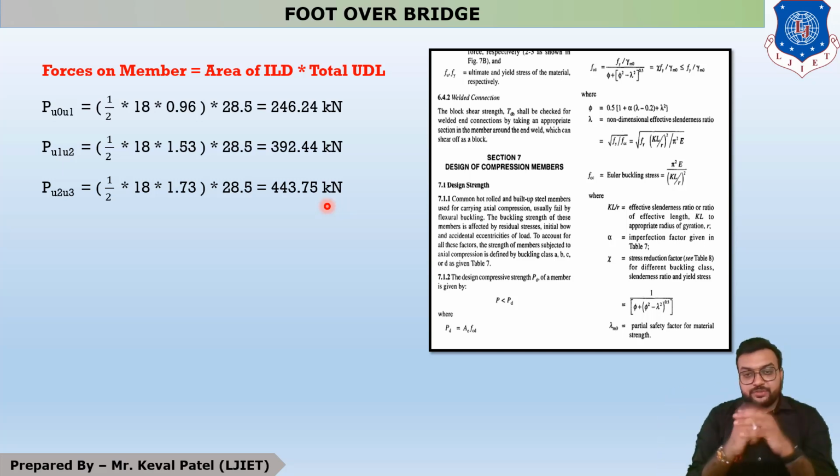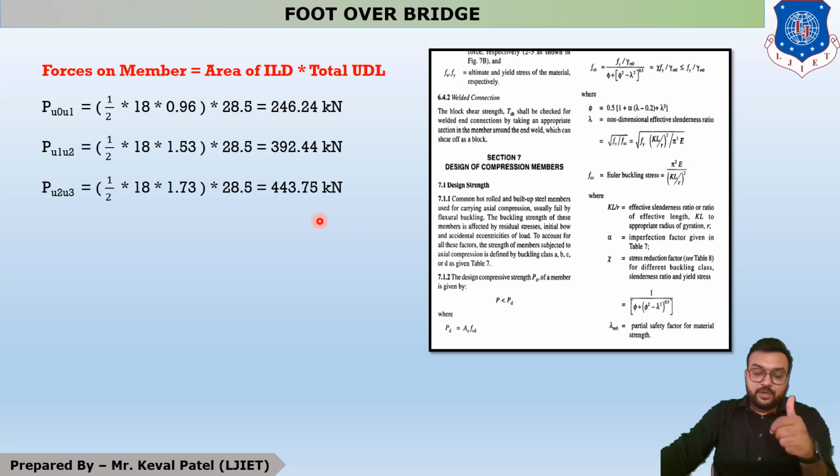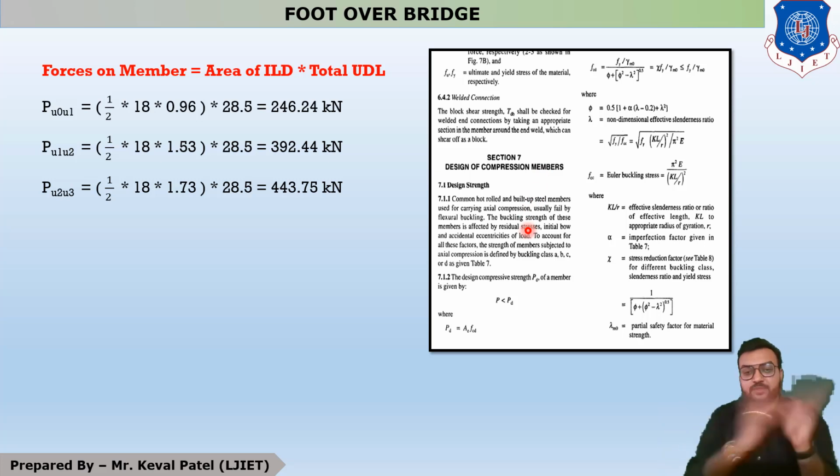Now you have three forces, and you all know that you have to design any component for the maximum force. So your maximum force is 443.75 kilonewton, and this is your design force now. And you all know that this is your through type of foot over bridge, in which the floor system is connected with the bottom chord. So for the top chord member you have to design for a compression member, and the design of the compression member remains the same as our first example. Okay, so students, you have to check your step number 8 as your homework.